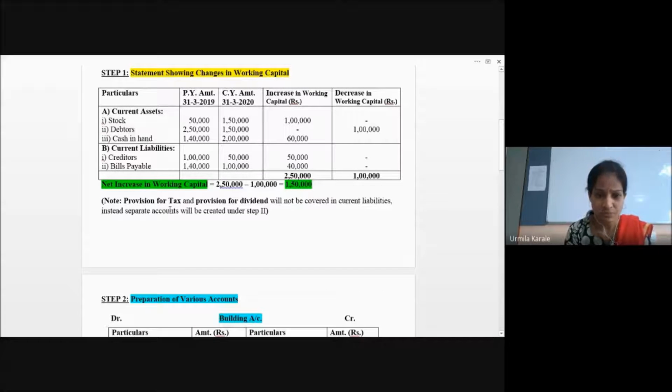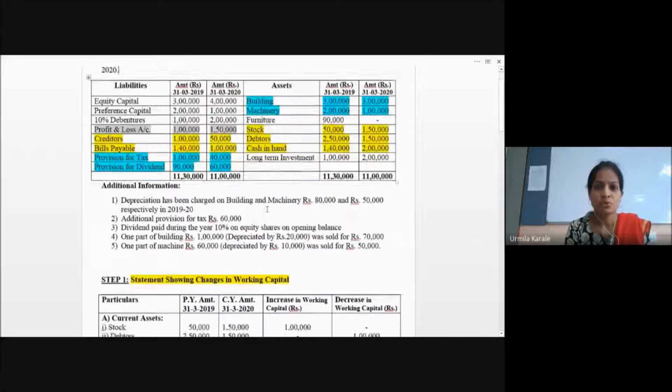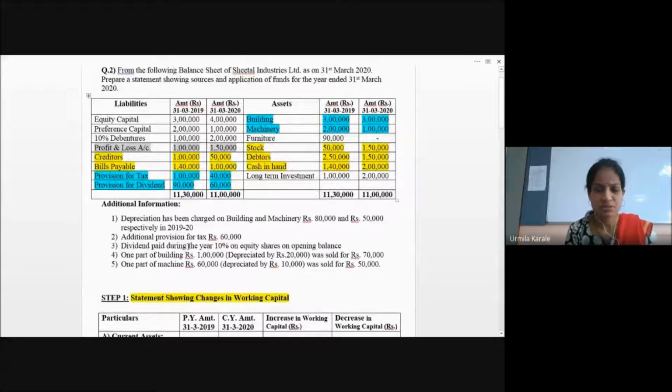Now next, provision for tax and provision for dividend, if any, as we have seen under step number 2, we are going to create the accounts, right? So now go back here and find out the adjustments for creating the accounts. The first adjustment is on building, you have to charge depreciation. Same with the machine. So for depreciation we have to create building and machinery accounts. I have highlighted it here. So account creation needs to be done for building and machinery. Next, additional provision for tax. Already, for provision for tax and dividend, we are creating accounts. There we are going to put this amount. Then dividend paid during the year, again, this is final dividend.